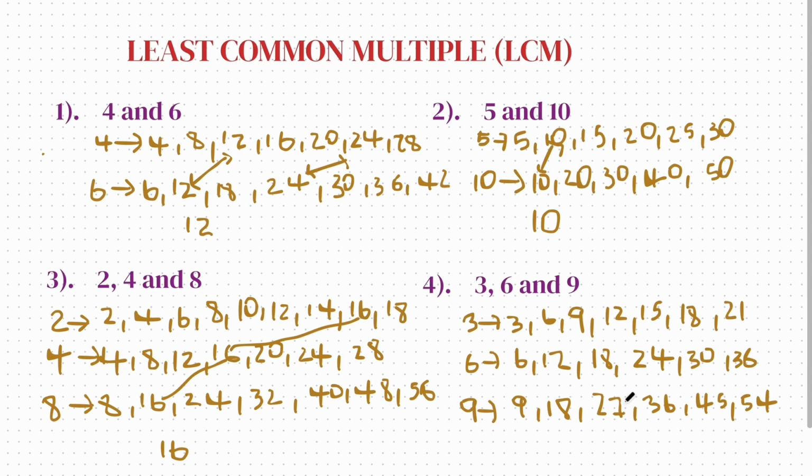What's the first common or same value among 3, 6, and 9? That would be 18. So the LCM of 3, 6, and 9 is 18. Now we understand how to find the least common multiple of 2 or more numbers. We simply list the multiples, then we find the first common value.